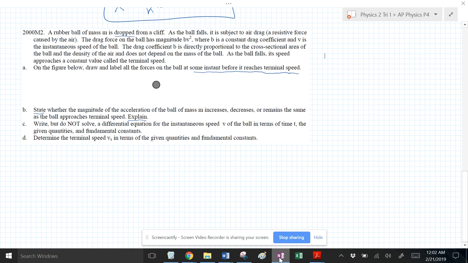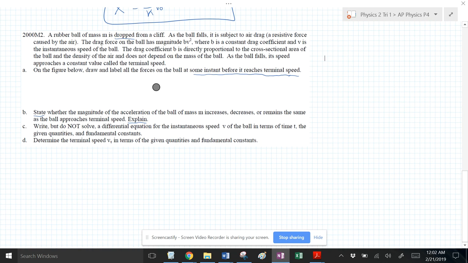All right, one more last little quick example before bedtime here. You got a rubber ball of mass m. It's dropped off a cliff. As it falls, it's subject to air drag. The drag force has a magnitude of bv squared. It says magnitude there, kids. Where b is a constant and v is the instantaneous speed of the ball. And the drag coefficient is proportional to blah, blah, blah. As the ball falls, its speed approaches a constant value called the terminal speed.